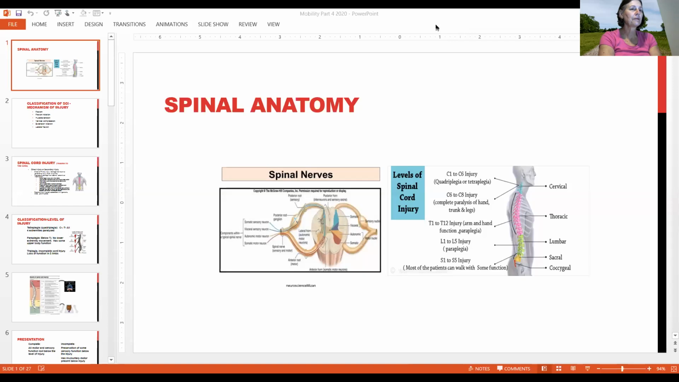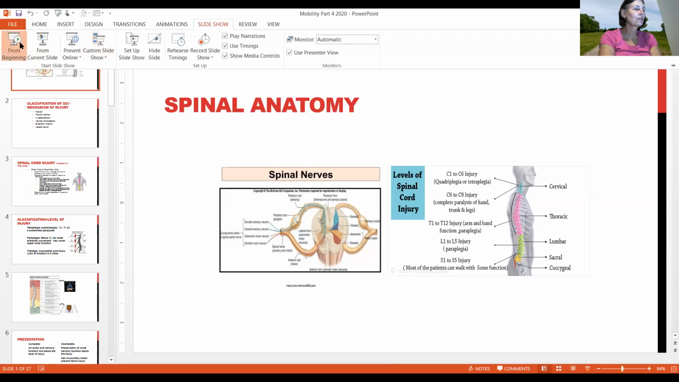I'm going to break here and I'm going to share my screen. And we'll go talk through our PowerPoint on spinal cord injury. Bear with me as we get this started.